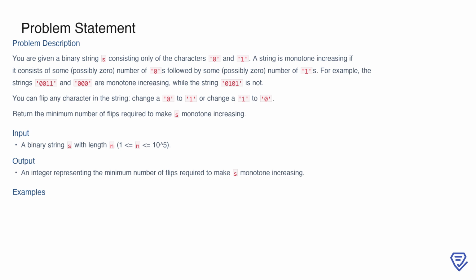To solve the problem, you can flip any character in the string, changing a 0 to a 1 or a 1 to a 0. The goal is to determine the minimum number of flips required to transform the string into a monotone increasing sequence. The input is a binary string S of length n, where n can go up to 100,000, and the output is an integer representing the minimum number of flips needed.